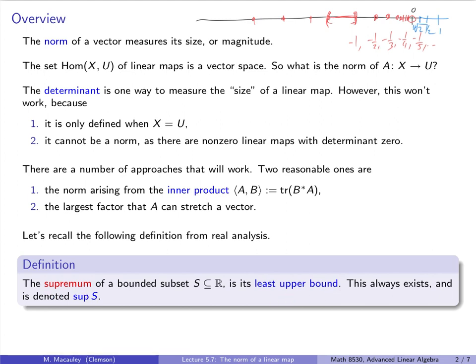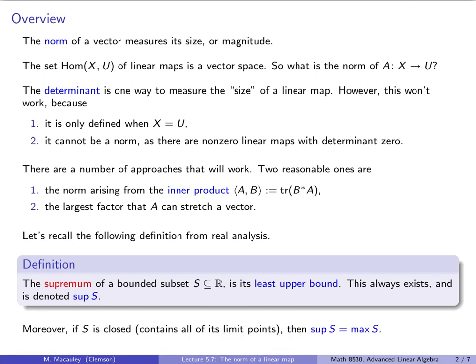So the way to think about this is it's what you want the maximum element to be. So it's either the maximum element or what the maximum element should be. Again, this always exists, and we write it as sup S. Moreover, if S is closed, which is just a topological way of saying it contains all of its limit points, so it does not have any holes like this, without defining that formally, then the supremum of S is simply the maximum of S. So you can take this to be the definition of closed, a set that contains all of its limit points.